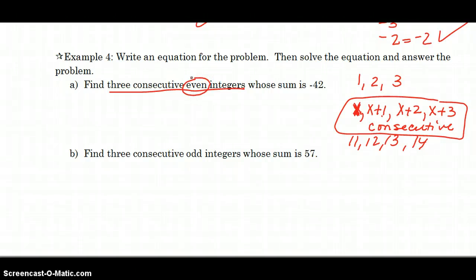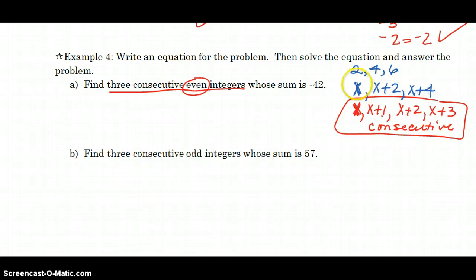So I'm not going to be increasing it just by 1 each time. Instead, to keep it even, we have to take x and increase it by 2. Because let's pretend like we started with 2. Well, what's our next even integer? 4, and the next one's 6. So if x is 2, or an even number, and you add 2, then you get the next even number. And then we're going to add 4, because 2 plus 4 gives us 6. So even integers, this is what your formula should look like.